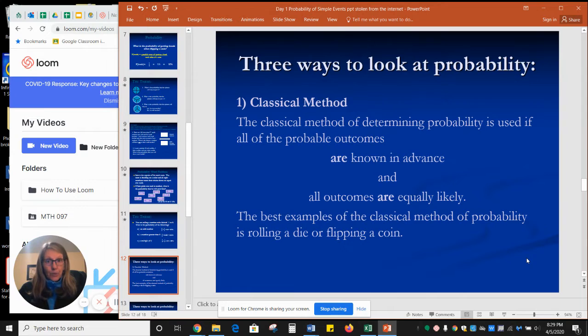This is what's important when talking about classical probability. Number 1, all of the outcomes are known in advance. And number 2, all of the outcomes are equally likely. It's a little more complicated when the outcomes have different weights. It's still doable, but that's not something we're going to explore at this point. We're going to look at the classical methods. Now, as you go out in the real world, you'll see other kinds of methods.